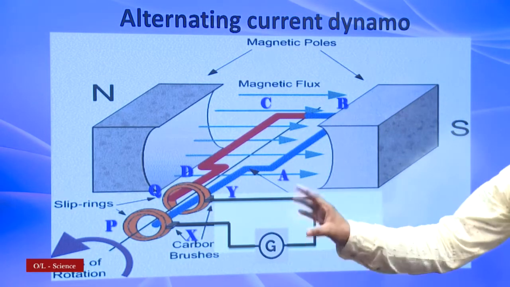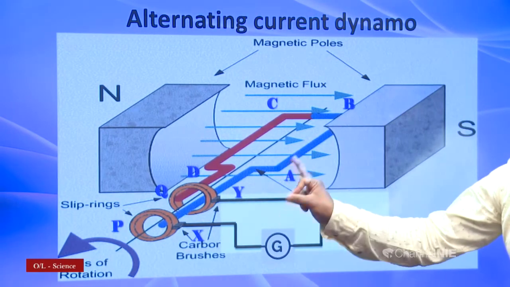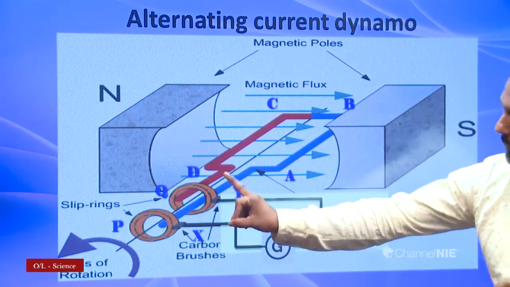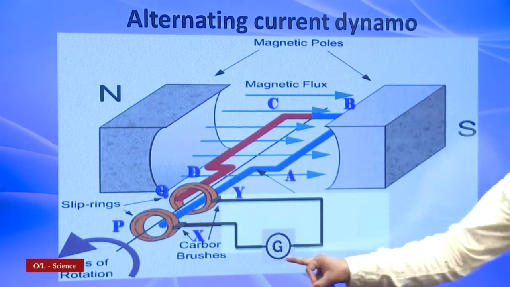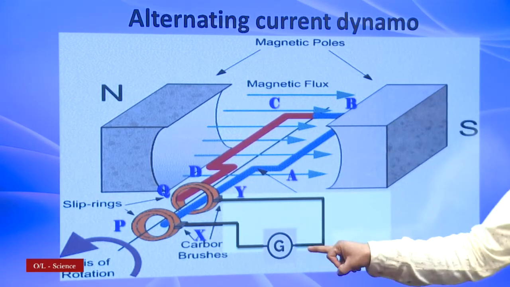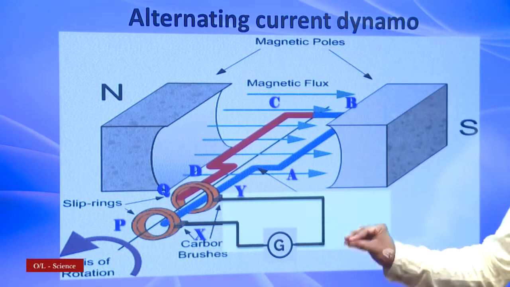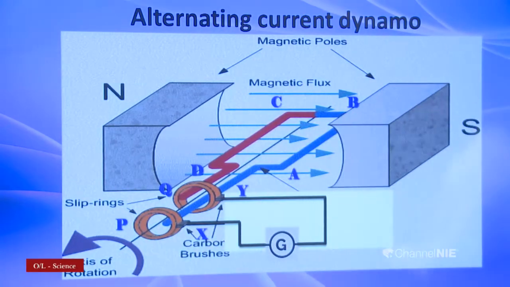There are two carbon brushes, X and Y. They are connected to the slip rings P and Q here. And there is an external circuit that passes through a galvanometer. This is a center zero galvanometer. And there is an axis.